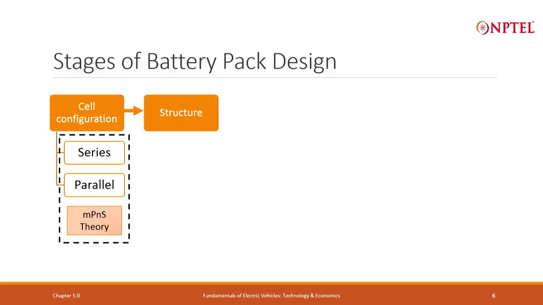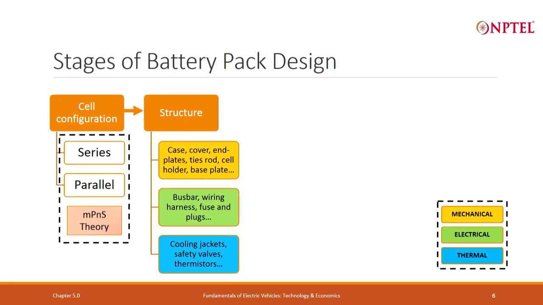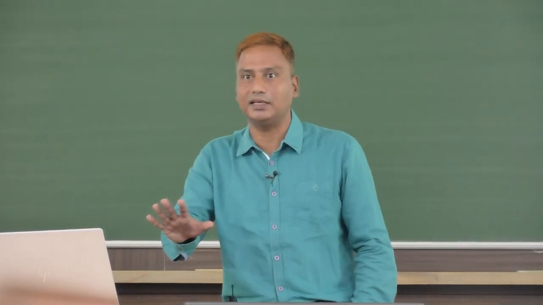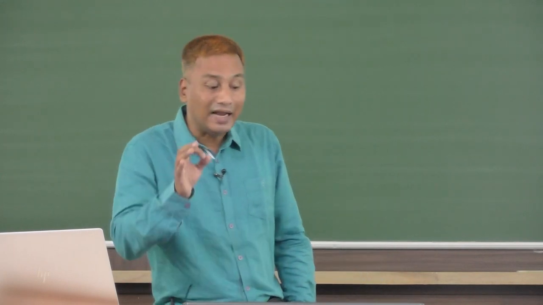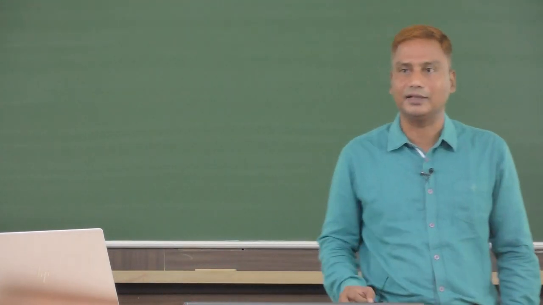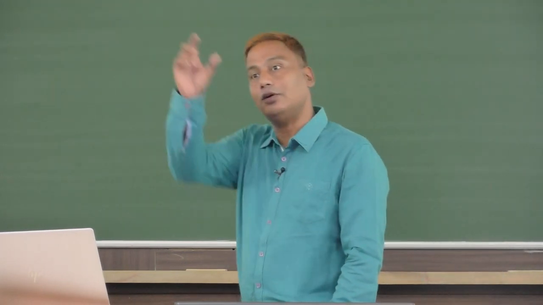The second one is structure. What does a structure cover? On the right side you see three color codes: mechanical, electrical and thermal. It is a basic division. So, when I am talking about case cover, end plates, tie rods, cell holder, base plate, these all become a part of mechanical design. Even though this is a structure, it is a part of mechanical design. When I talk about bus bar, wiring harness, fuse and plugs, these all are a part of electrical design.